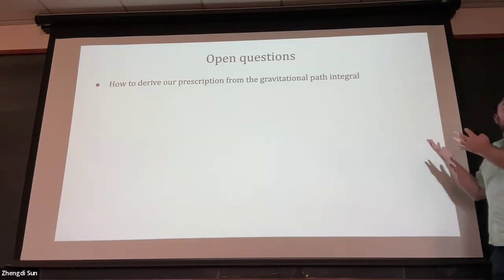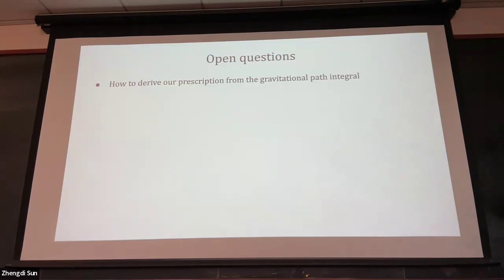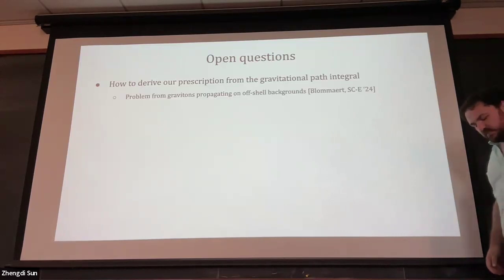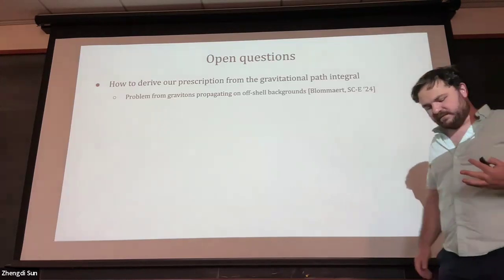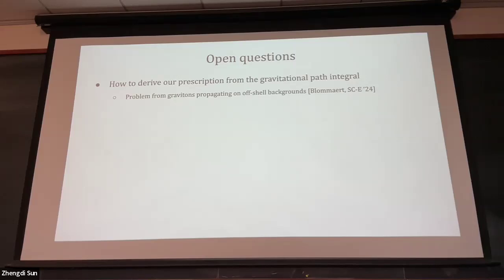And maybe the gravitational path integral can distinguish those two prescriptions. I gave the more natural one, but maybe from the path integral perspective, it's not more natural. There's this problem with gravitons propagating on off-shell backgrounds that is hard to deal with and people haven't really solved. So Andreas Blommaert and I gave a prescription earlier this year for how to deal with it, but it's not a priori clear that we did the right thing.